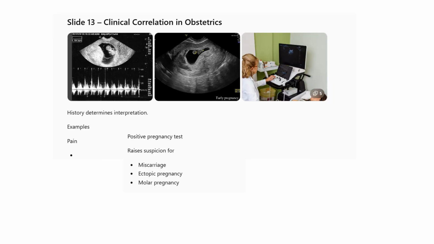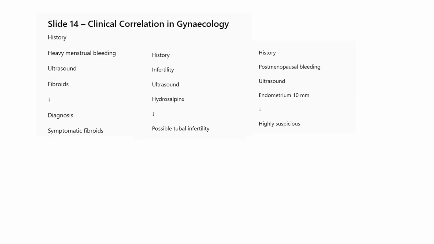So now, the clinical correlation in obstetrics: history determines interpretation. Example, positive pregnancy test, pain, raises suspicion for miscarriage, ectopic pregnancy, molar pregnancy. So if someone comes with pain, and they've got a positive pregnancy test, this raises suspicion for miscarriage, ectopic pregnancy, molar pregnancy. Else, if there's no positive pregnancy test, it could be PID or some other pelvic lesions, abscesses, for instance.